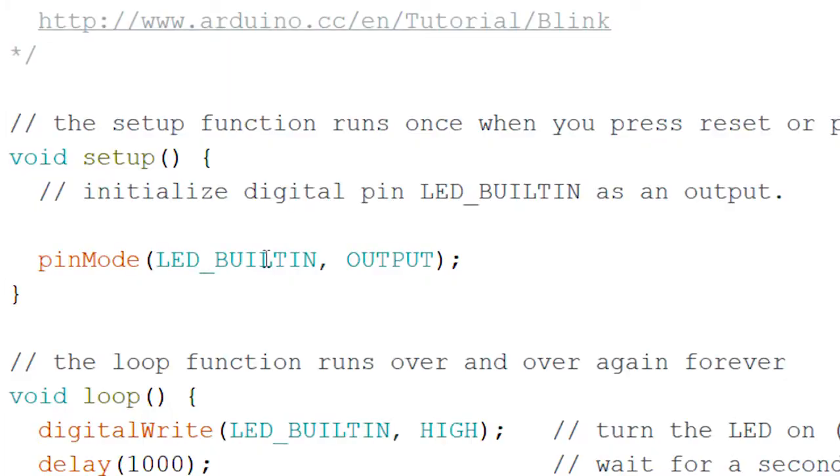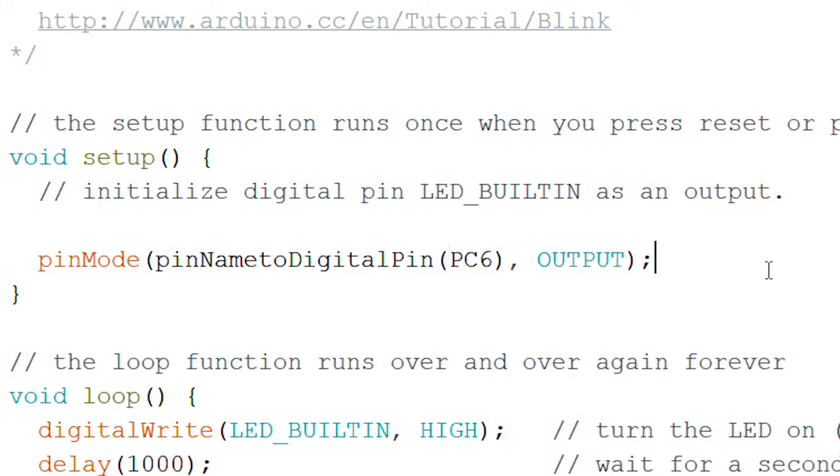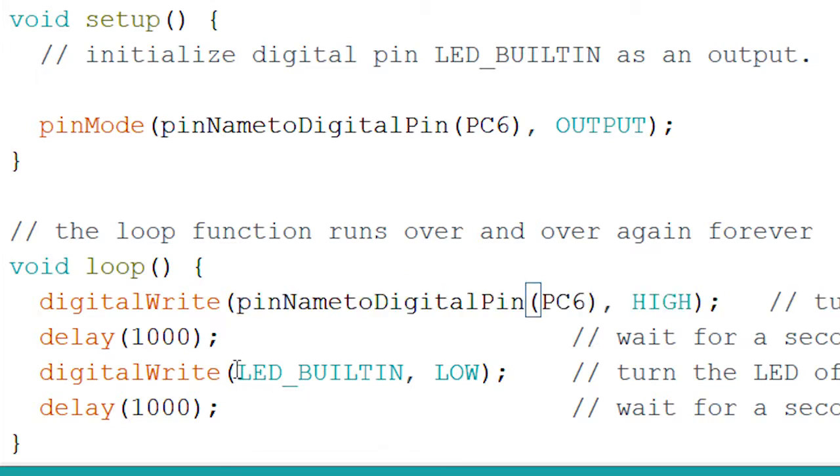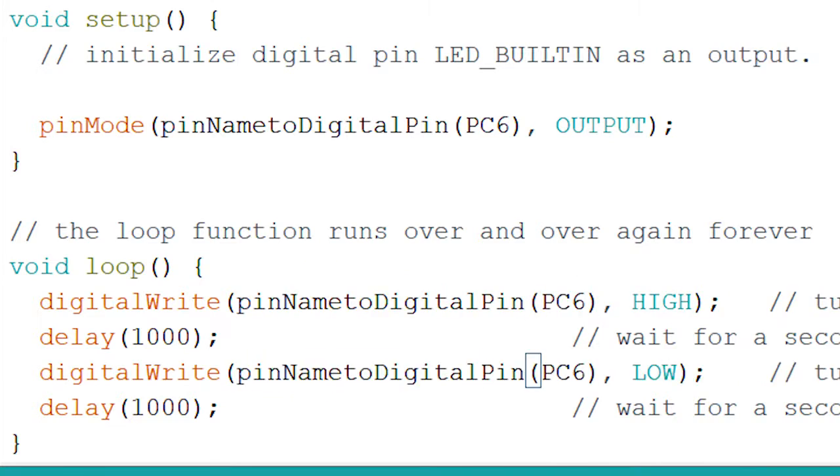Anyway, for this to work, you just need to type pinNameToDigitalPin PC6, and that would be the proper PC6 pin. So for pinMode, we make the pin an output, of course, and then in the loop, when we write high and write low, we also need to change that. So I'm just going to copy and paste this into the first one and the second one. Good. Now we have a program that sets PC6 to an output, and then in the loop it sets it high, waits a second, and sets it low.